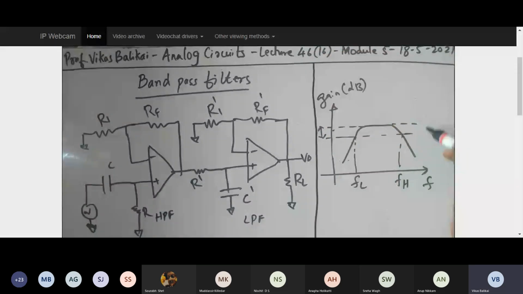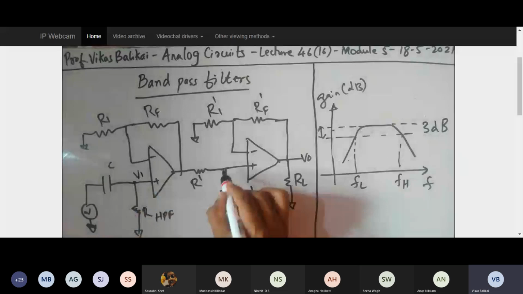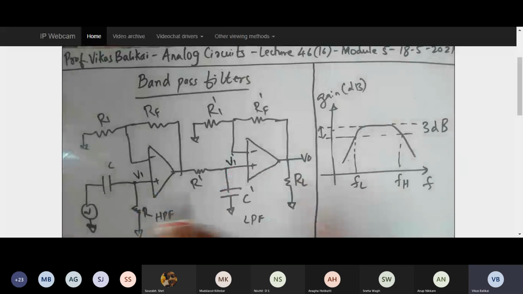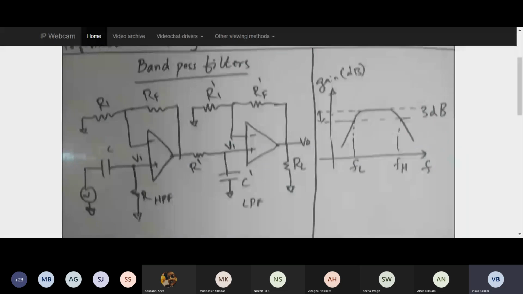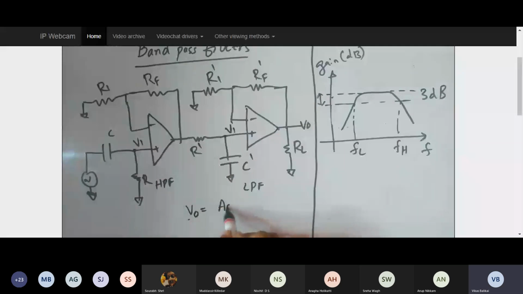Now here, since we have already done the in-depth analysis of the low pass filter, all the analysis will follow the same things. We need to identify the voltage at this particular node, which we usually call V1, right? And accordingly, we need to multiply the gain equation to your input voltage. So what we did basically in all the sections, whether high pass or low pass, we calculated V1. So basically V0 is given by AF times V1. Always remember AF times V in.